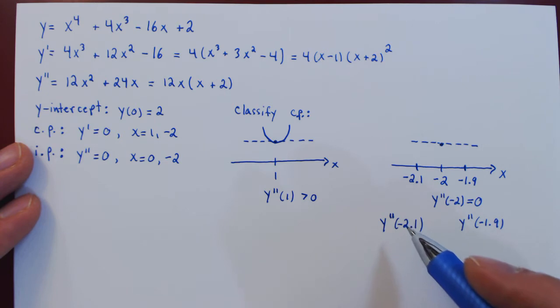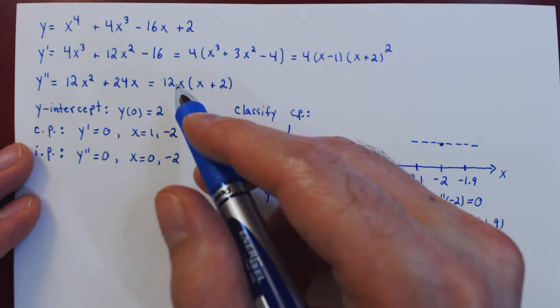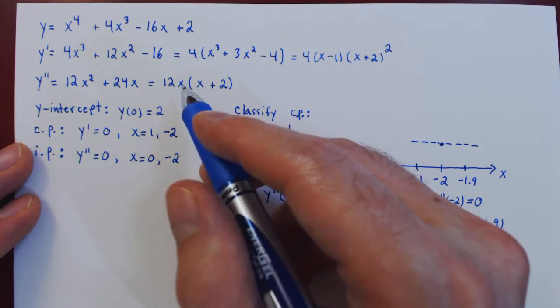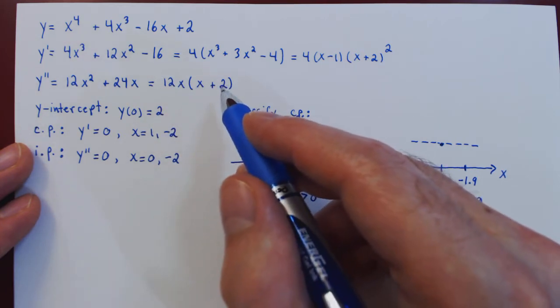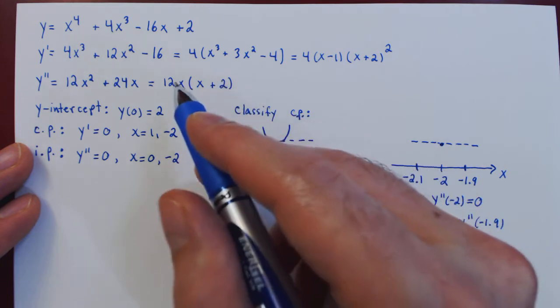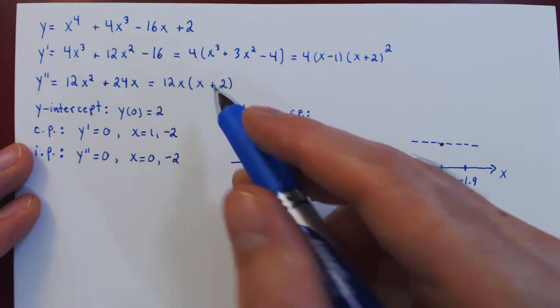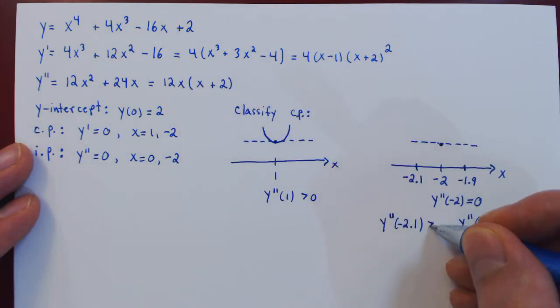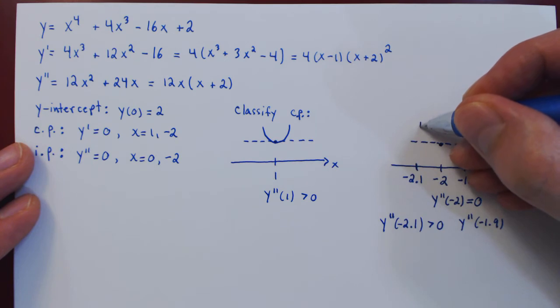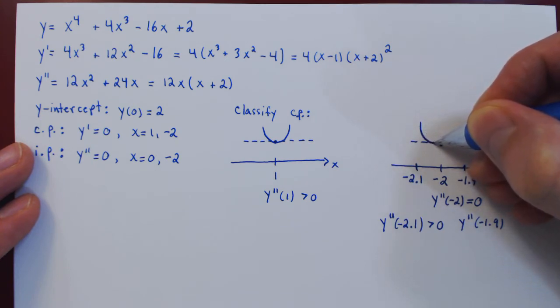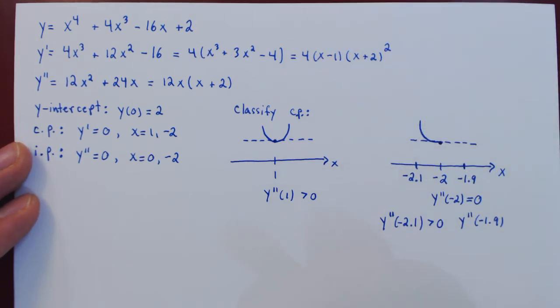So let's plug in -2.1 in the second derivative. We get here 12 times -2.1, that's negative. -2.1 plus 2 is -0.1. So we have a negative times a negative, therefore the result is positive. So on the left of -2, the curve is concave up. And at -2 it is flat, so it has to look like this.